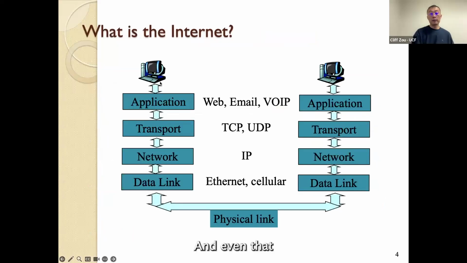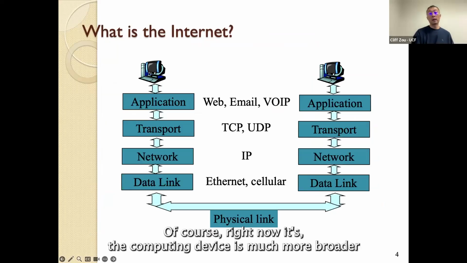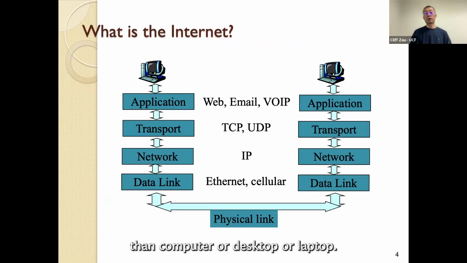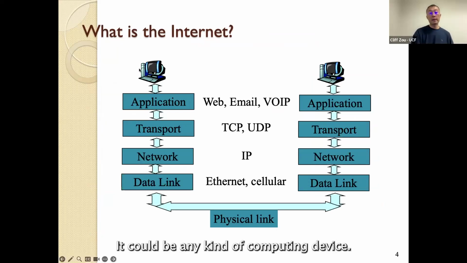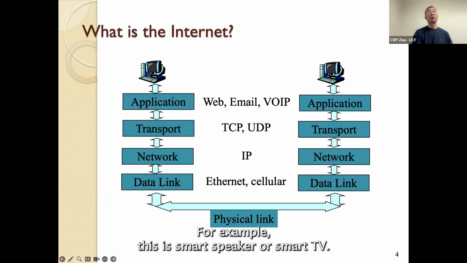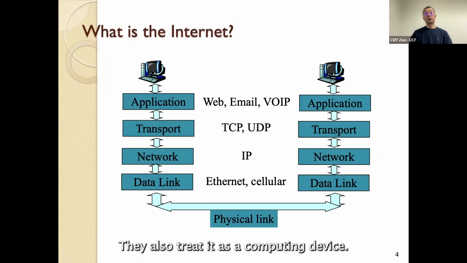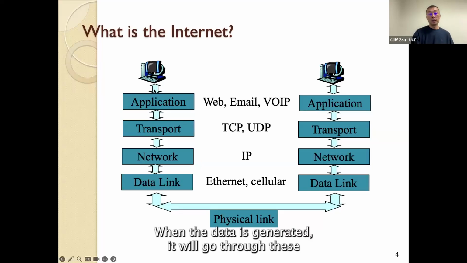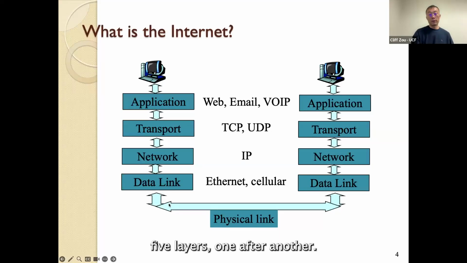And in the internet, the data is generated by a computing device. Of course, right now, a computing device is much broader than a computer, desktop, or laptop. It could be any kind of computing device. For example, a smart speaker or smart TV is also treated as a computing device. When the data is generated, it will go through these 5 layers, one after another.